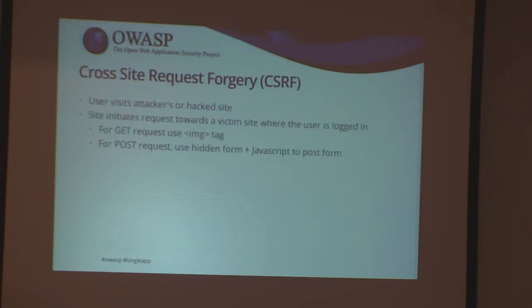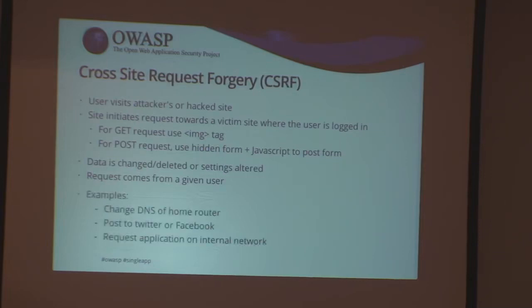We all know how CSRF works, like there are GET requests using an image tag or POST requests using hidden forms. There are actually ways that we can use this to build JSON requests if the server is not configured correctly. And this kind of attack has, of course, been used to change the DNS of home routers, post to Twitter or Facebook and things like that. CSRF in general, I mean.